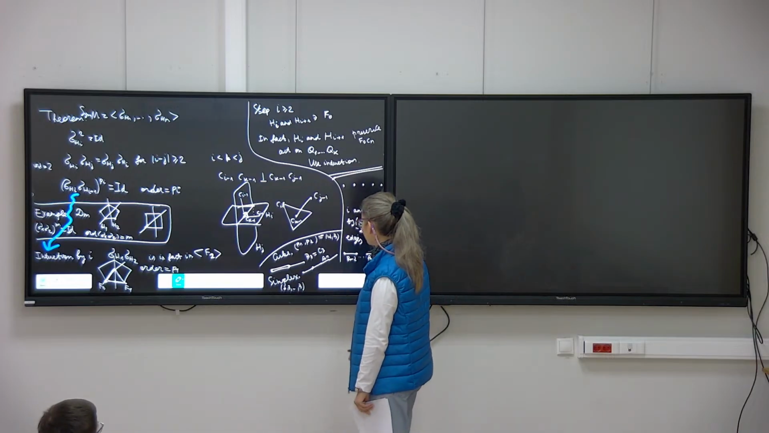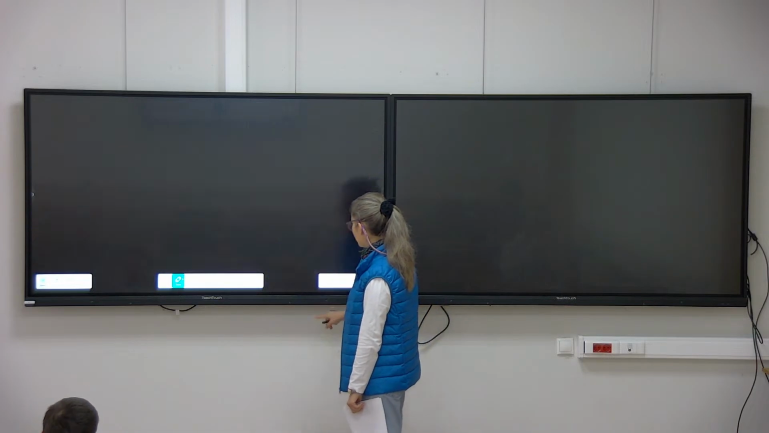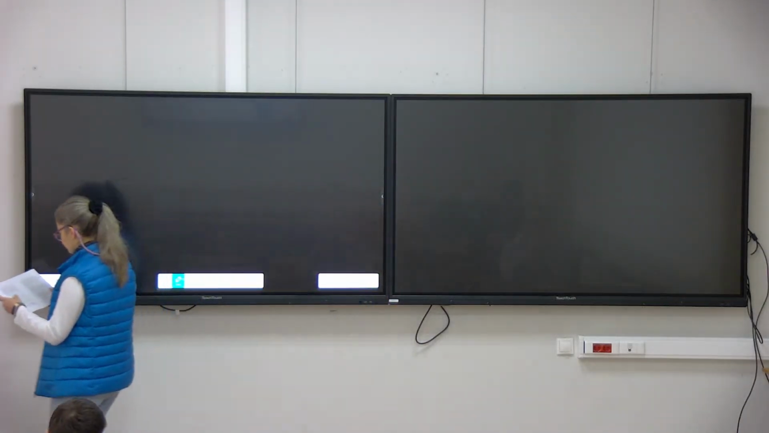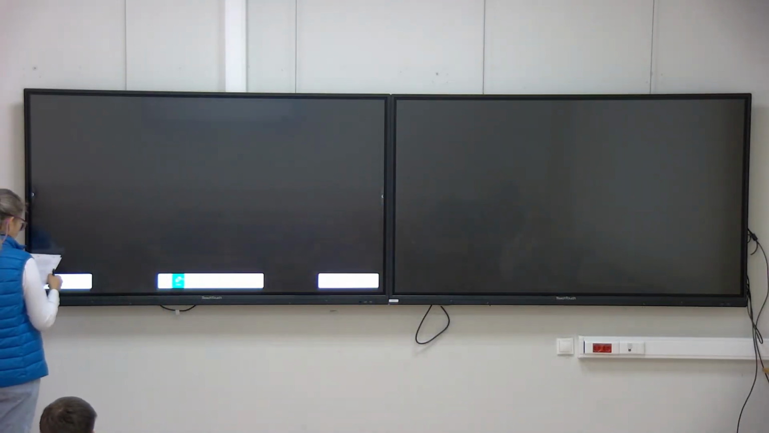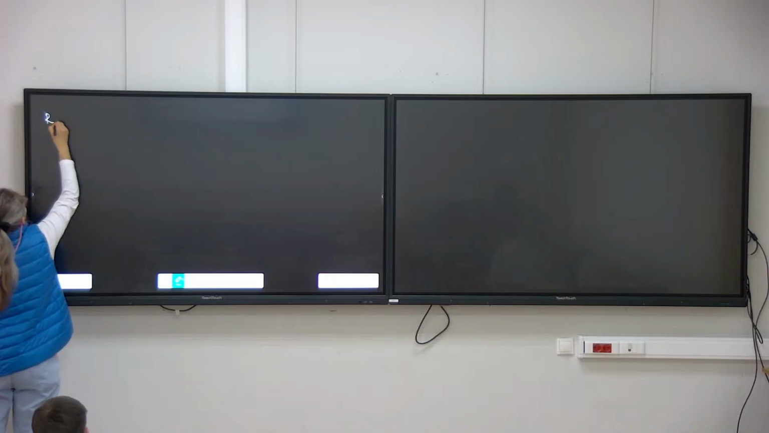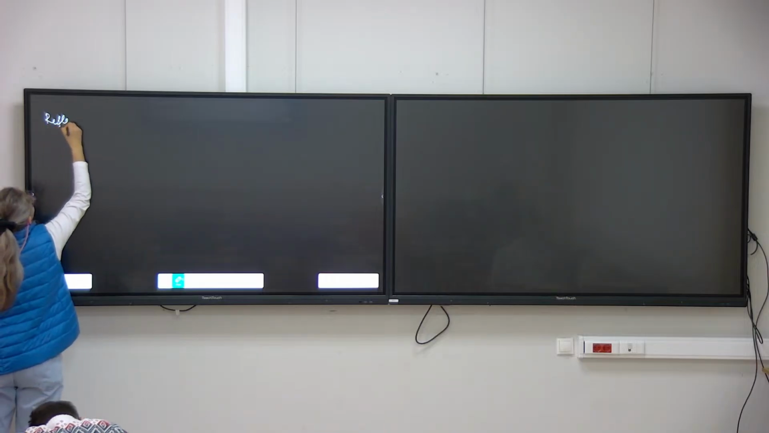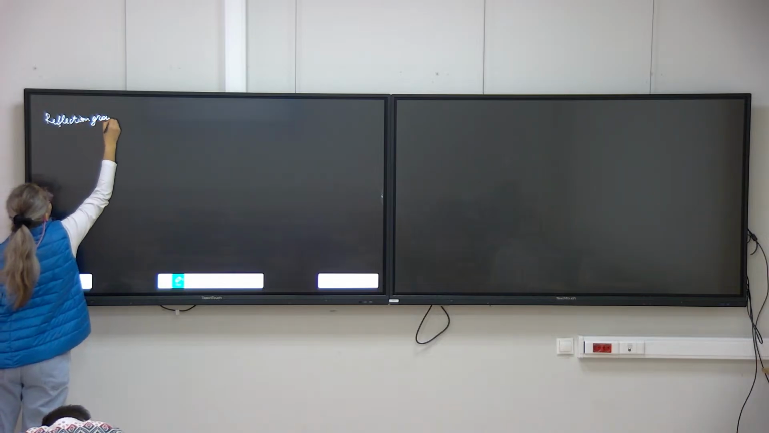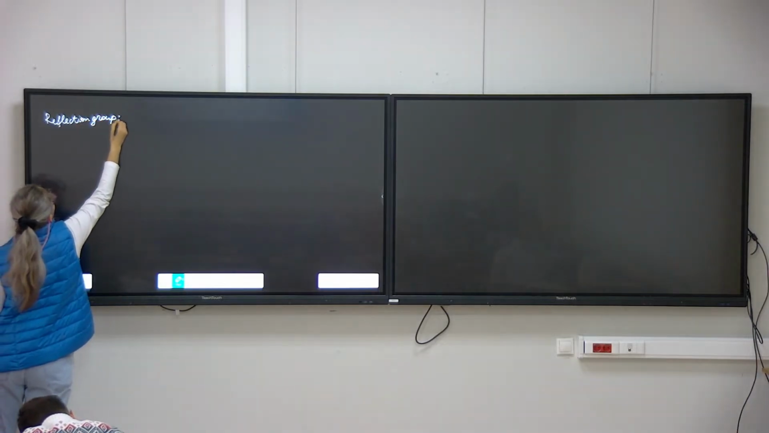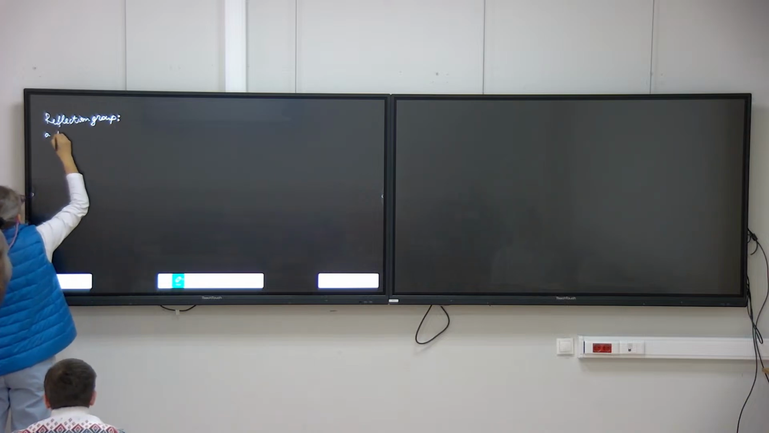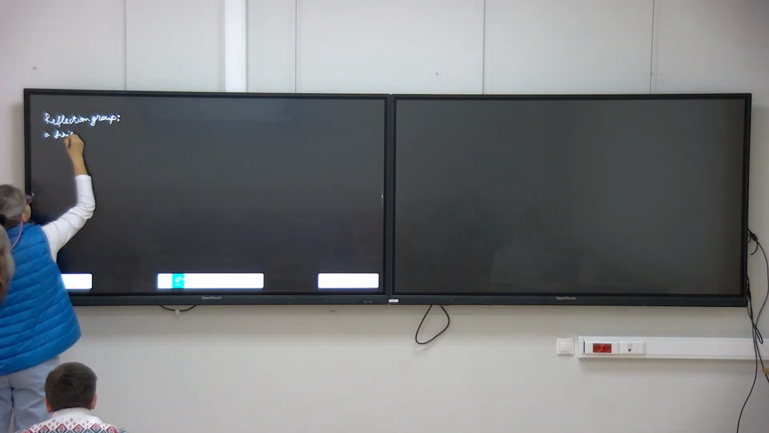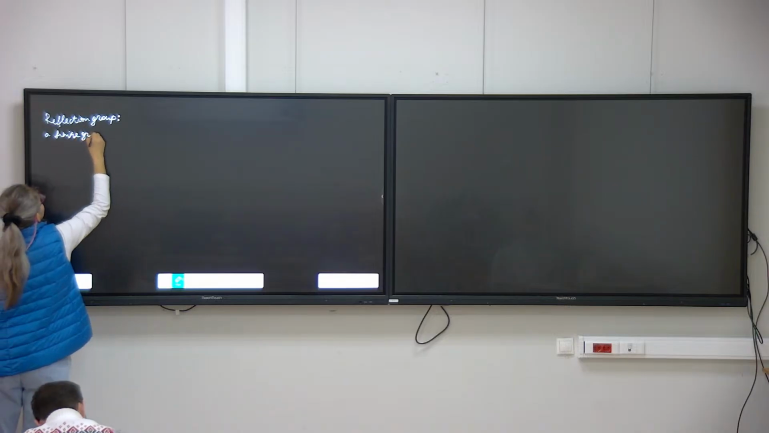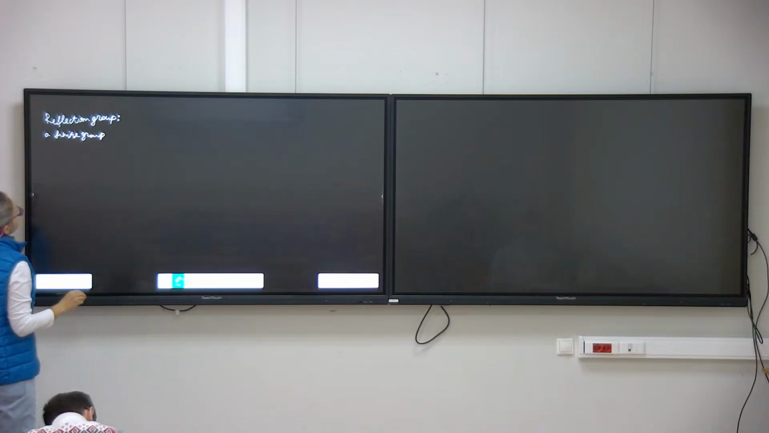So what is a reflection group? I should define a reflection group. It is a finite group generated by reflections.